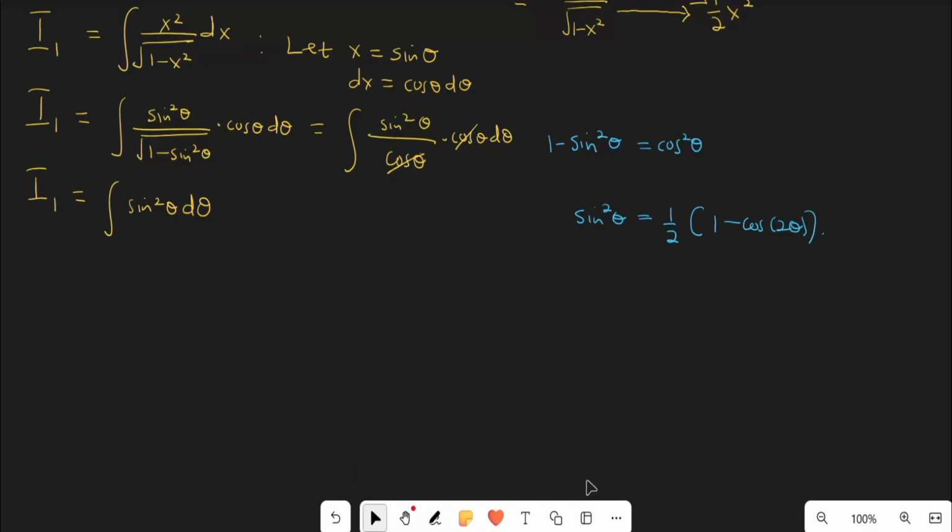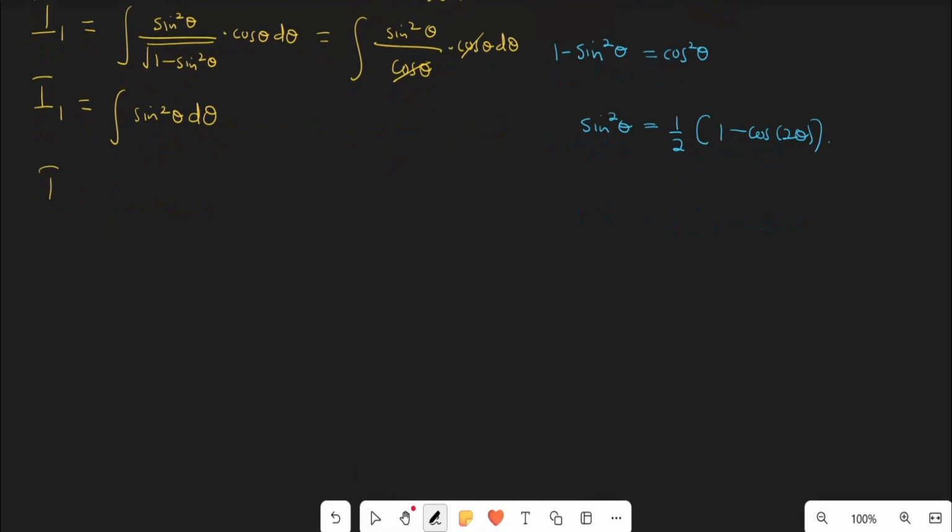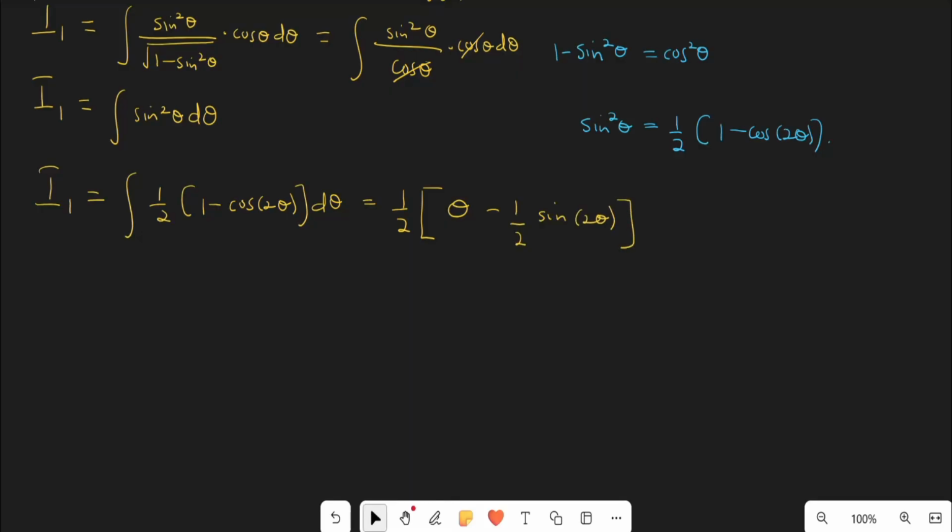So let's replace that in our integral and then integrate. So sine squared of theta is 1/2 into 1 minus the cosine of 2 theta, d theta. So 1/2 is a constant, it goes in front, and now integrating 1 in the theta world is theta minus integrating the cosine of 2 theta, which is 1/2 into sine of 2 theta, like this.